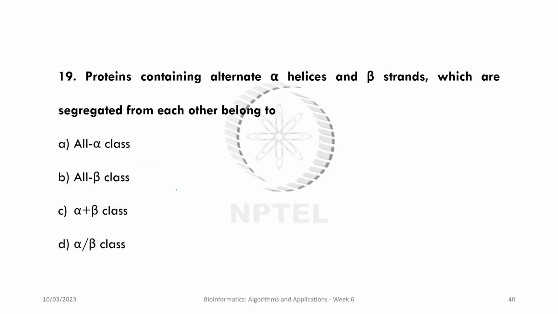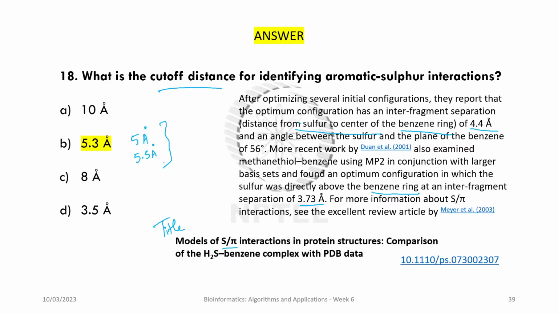Alright, question 19. Proteins containing alternate alpha helices. Yes, Rohini. I also found certain articles that said less than 6 or less than 7. Okay, and less than 7 was a very high upper limit. So less than 6 angstrom, but it should be somewhere greater than 4 or 5 angstrom. So between that range.